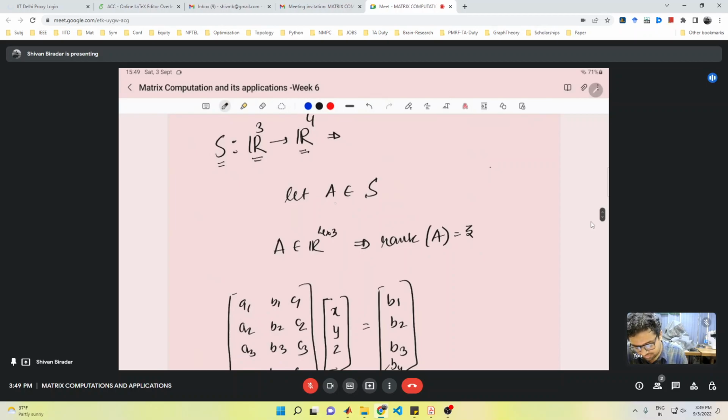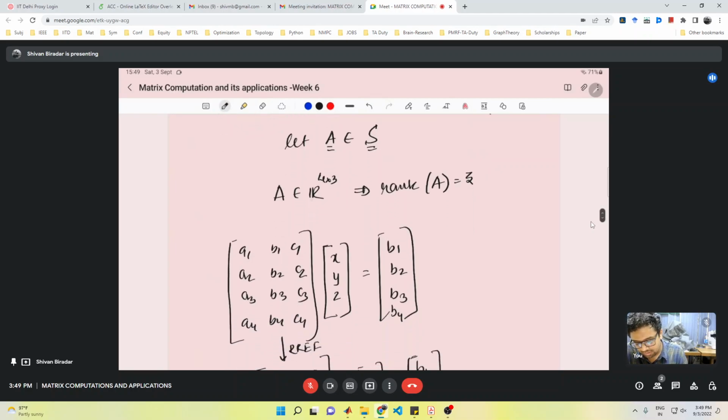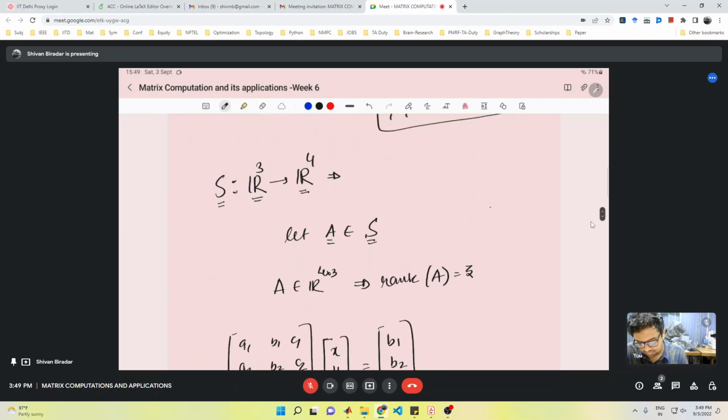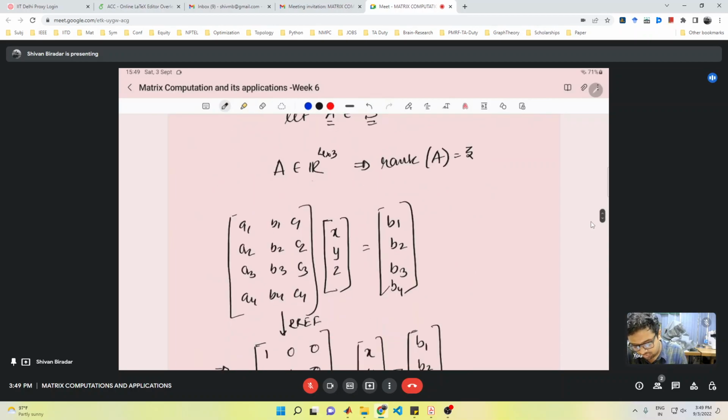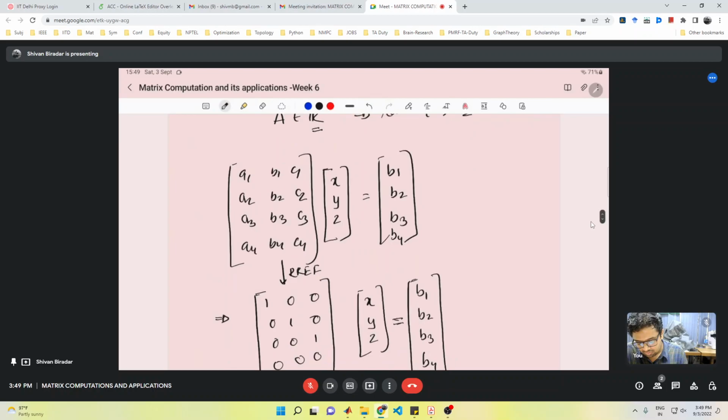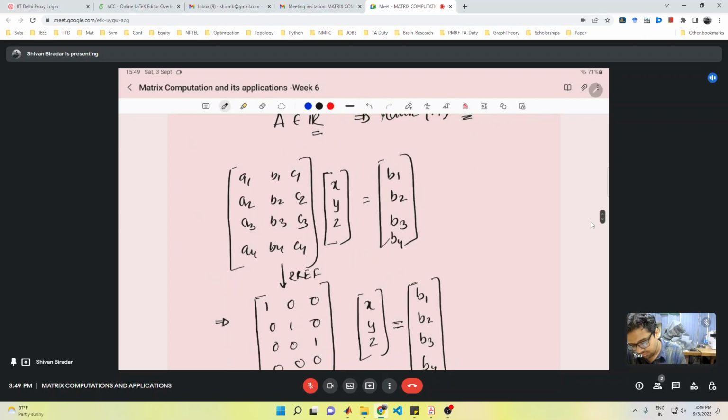So let us say that A is a linear transform belonging to S. So A is a 4 cross 3 matrix. Again, the rank of A is 3. So let us assume that A looks something like this.